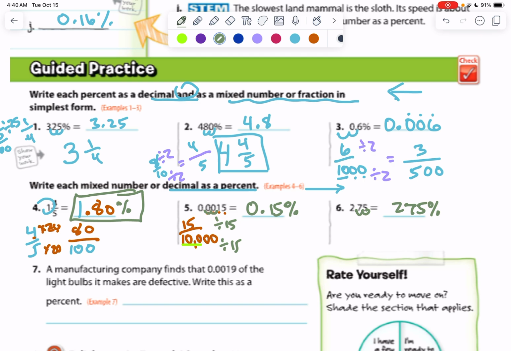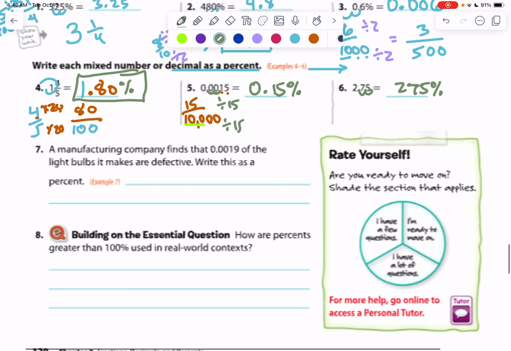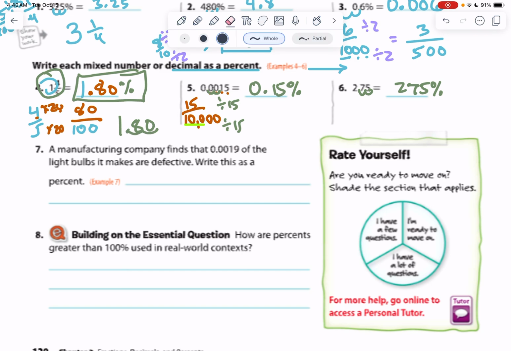Do you guys see my mistake in number 4? Raylan's already screaming at me. I know. Okay, so this right here, this converted to 1.80, but it asked for percent, so we need to move the decimal. 1, 2. Sorry, guys. Sometimes I was trying to hurry so it wouldn't be a 20-minute video.